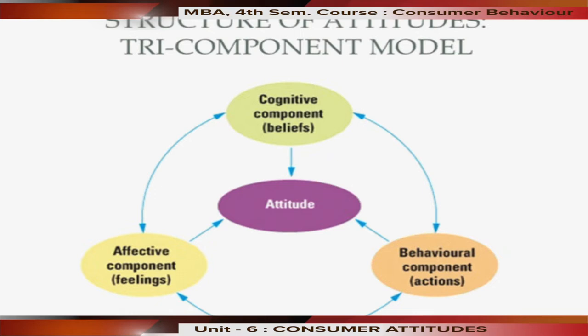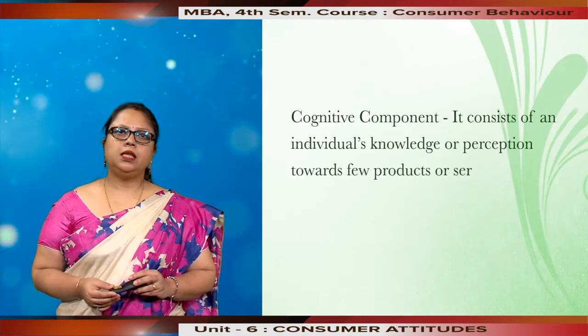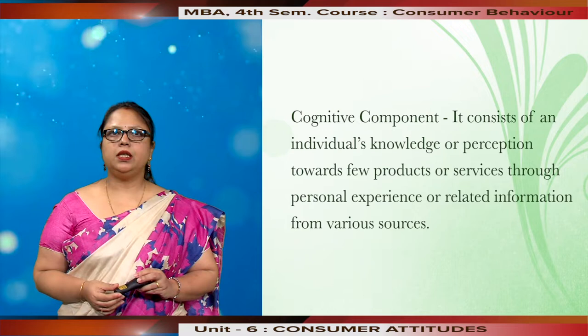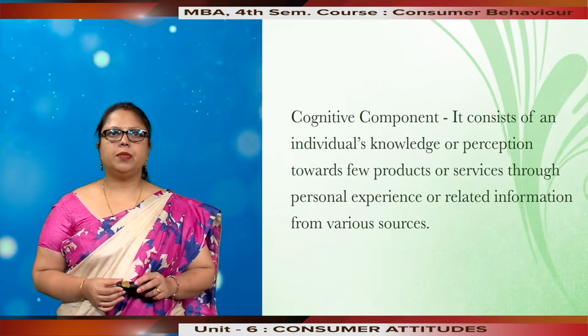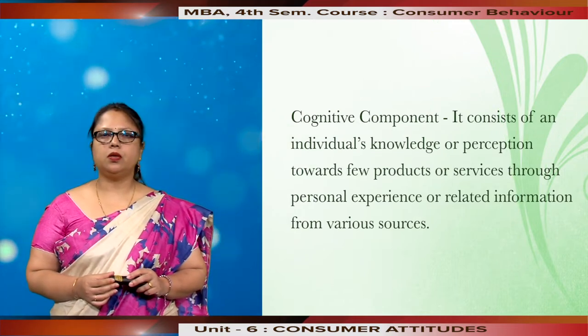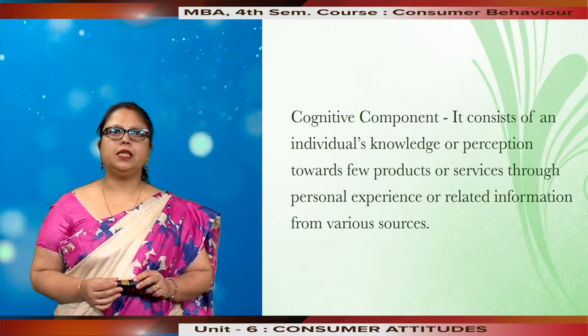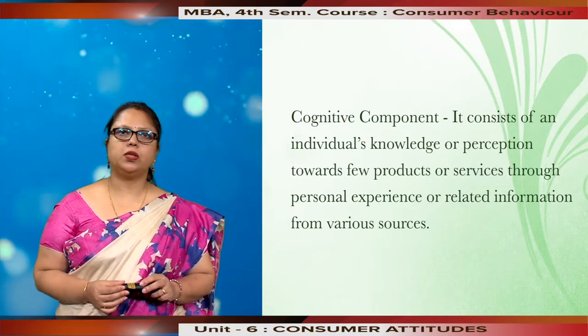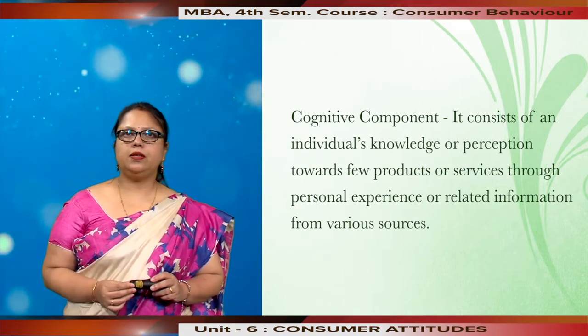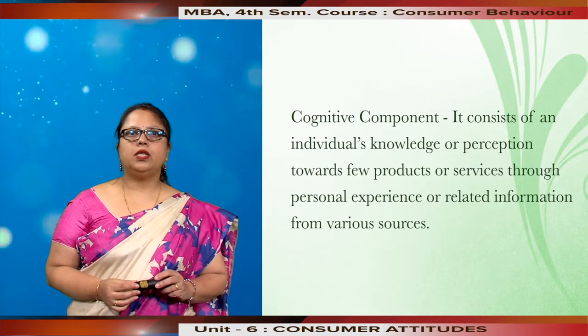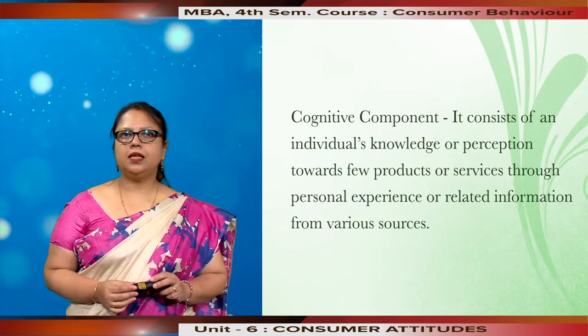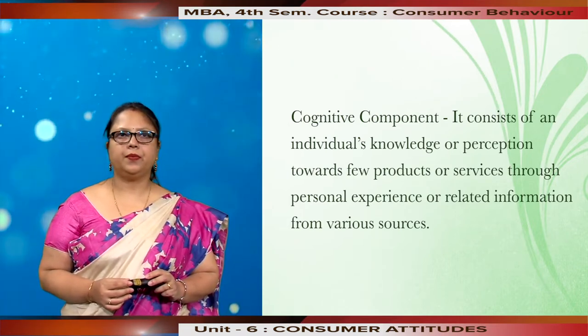So here basically three components are there, as the name indicates: cognitive component, affective component, and conative component. The cognitive component consists of an individual's knowledge or perception towards certain products or services through personal experience or related information from various sources. This knowledge usually results in beliefs which a consumer has and specific behavior.